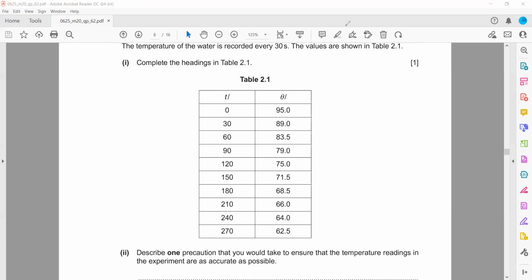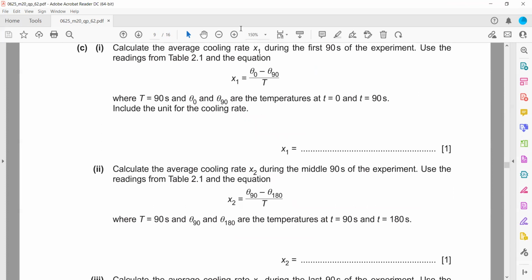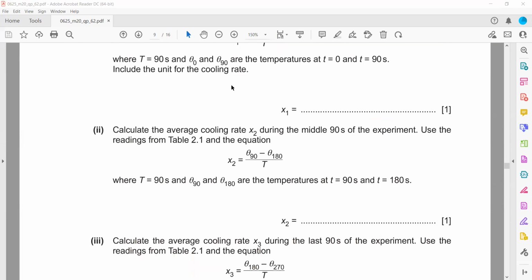The formula is given, so we just have to use this formula: the temperature at time equals 0 minus the temperature at time equals 90, divided by the time interval. So we'll get the average rate of cooling. Initially it will be about 0.18 and then 0.12. It is obvious that initially the rate of cooling is much faster compared to later, because initially the temperature of the water is high, and the rate of cooling is faster at a higher temperature.